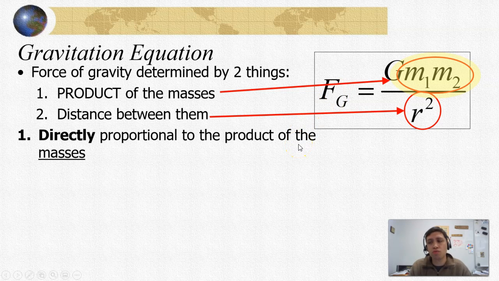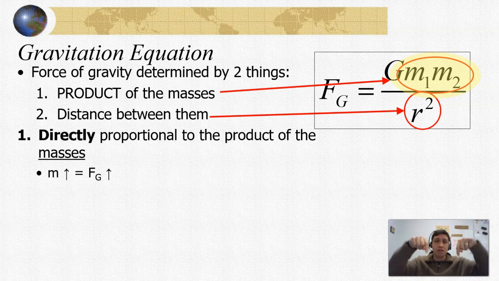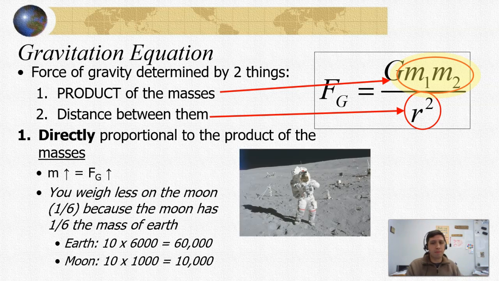So mass is directly related to the force. That means the greater the mass, the greater the force. If either of those masses increases, then the force is going to increase. Directly means they both change in the same direction. The opposite is true as well. Smaller the mass, the smaller the force. Here's an example of that.